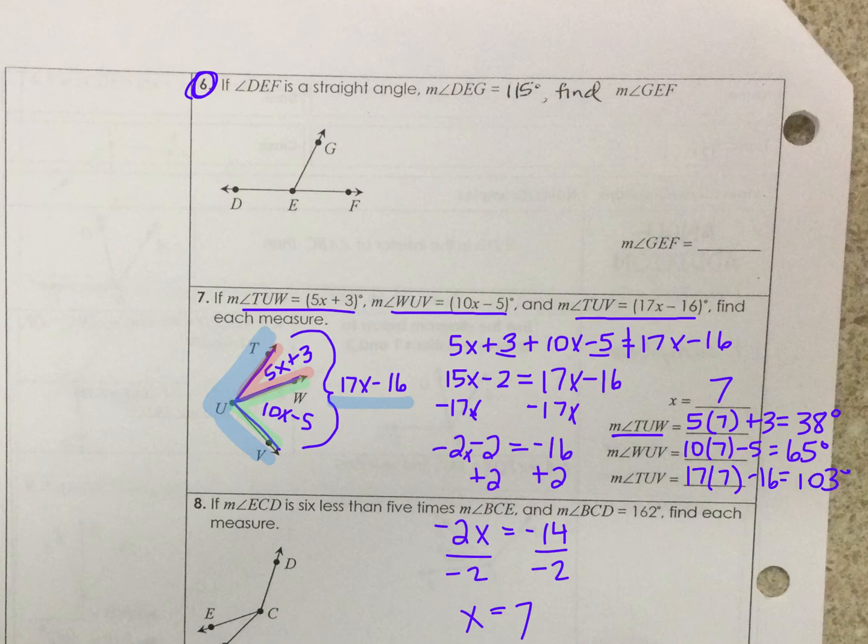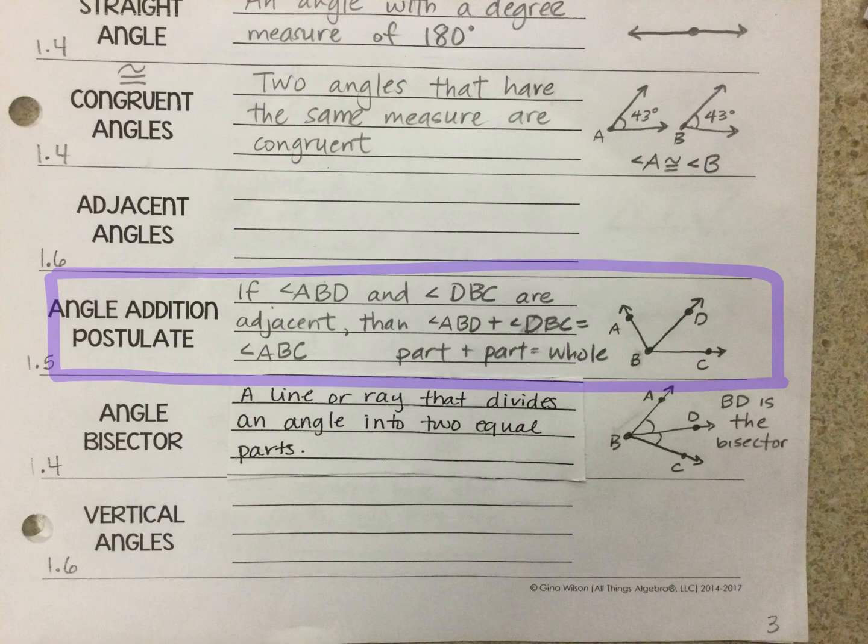Good. All right, get out your vocabulary page. We need to add one definition to that paper. All right, take a minute and pause it. I think this is the 3rd page of your vocabulary. You need to add the words and the picture for the angle addition postulate. So pause it, do that, and then I need you to get out your 1-6 notes.